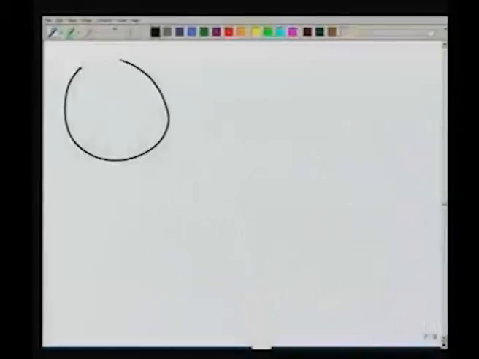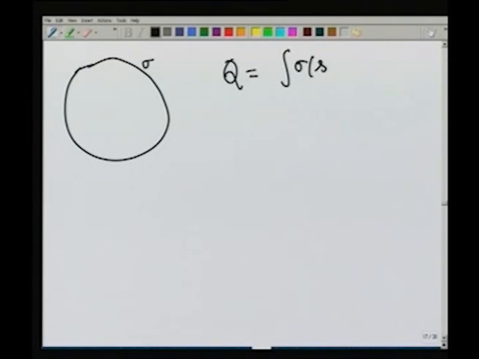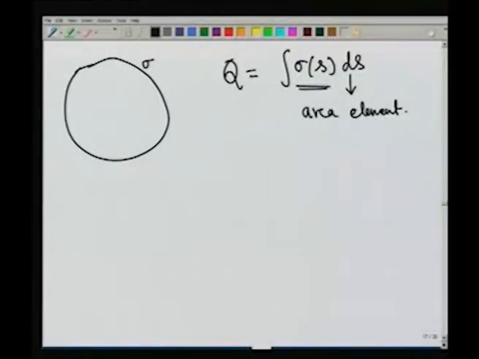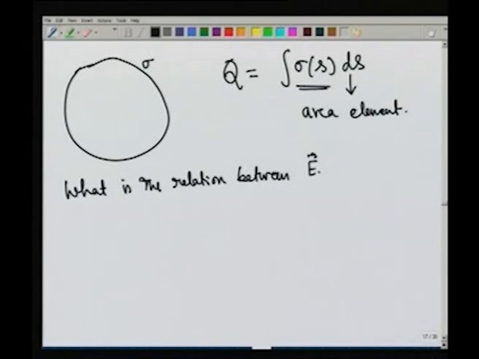Because all the charge resides on the surface of a conductor, let me show it here. So, there is a certain sigma, all the charge resides on the surface of the conductor. The total charge Q is nothing but the integral of sigma over S dS, where dS is the area element. Now, clearly the perpendicular component of the electric field at any point should depend on sigma. So, the next question that we are going to ask is, what is the relation between E perpendicular and sigma? That is the question.